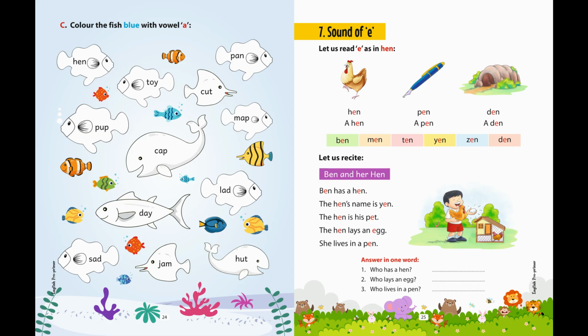Chapter 7. Sound of E. Now let's read the sound of letter E, like in the word hen. Say it with me. Ben has a hen, the hen's name is Yen. The hen is his pet, the hen lays an egg. She lives in a pen.